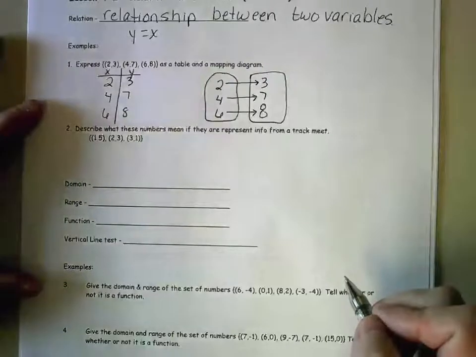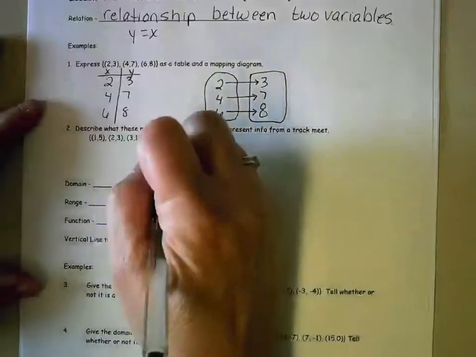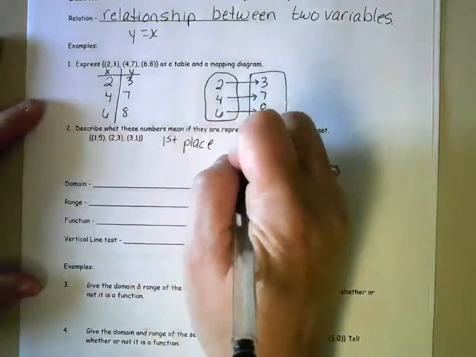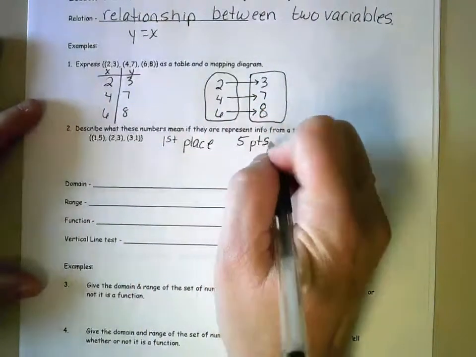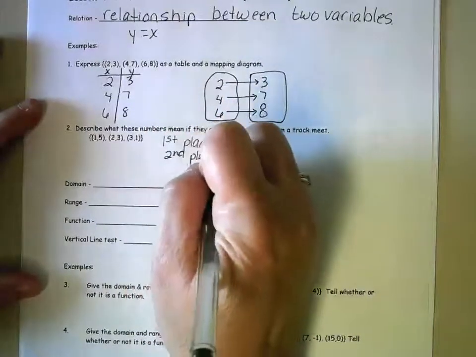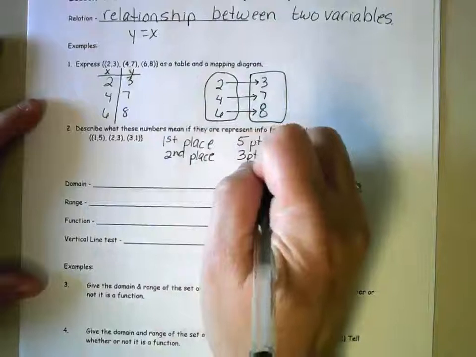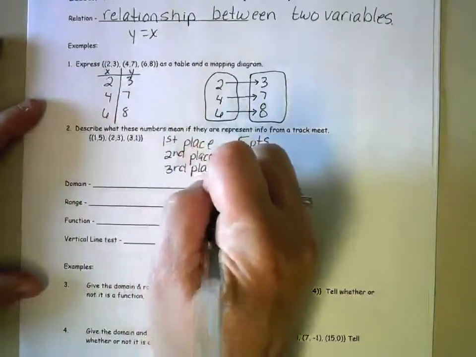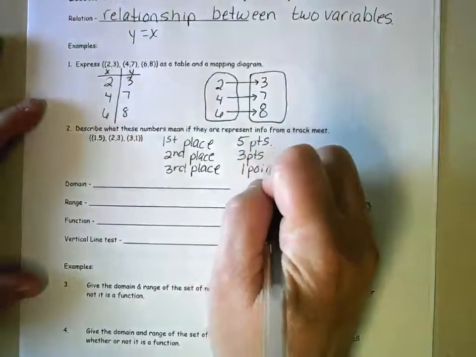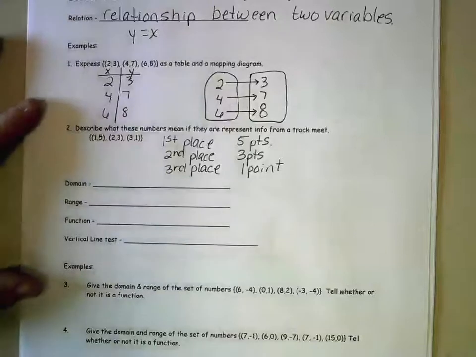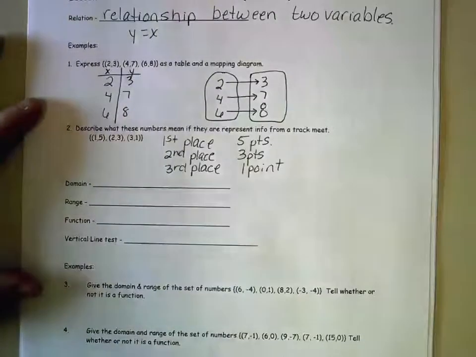And the last, or number 2, describe what these numbers mean if they represent information from a track meet. What it's intended to mean is that first place gets 5 points, second place gets 3 points, and third place gets 1 point. So those ordered pairs actually represent that information from a track meet.